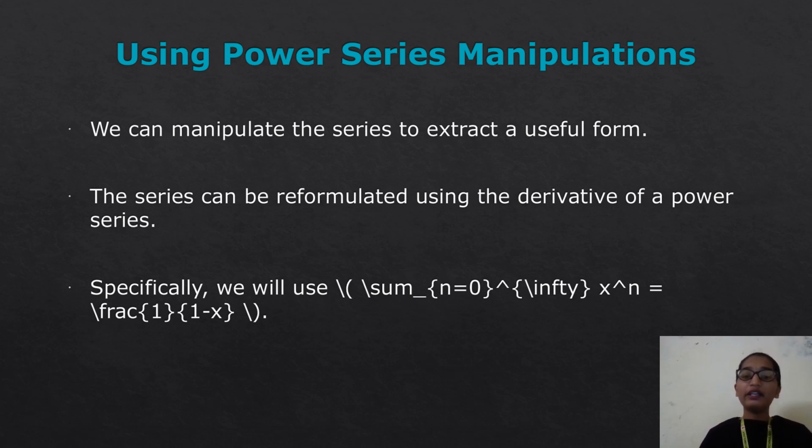This series can be reformulated using the derivative of a power series. Specifically, we will use the sum from n = 0 to infinity of x^n = 1/(1 - x).